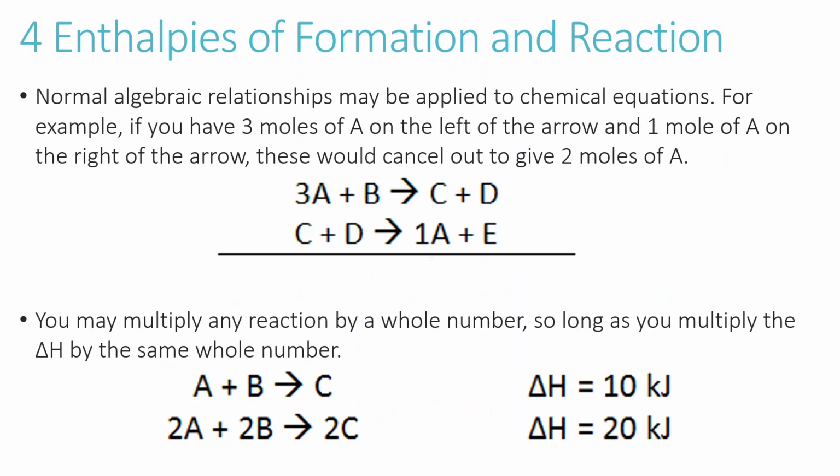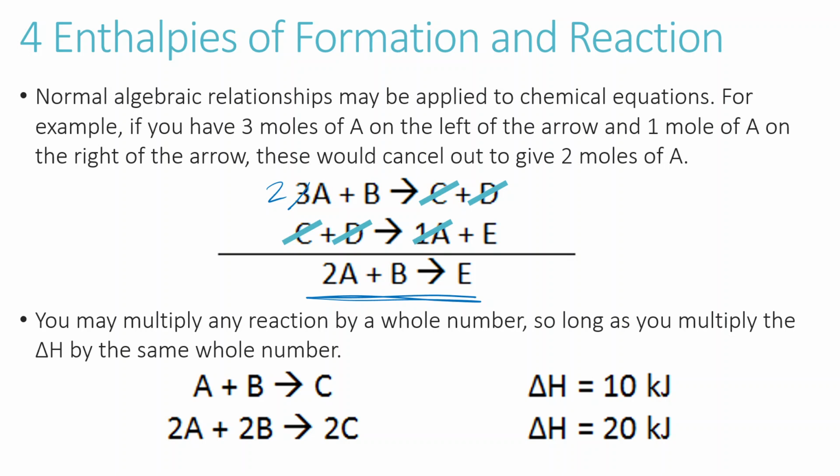Now, some other rules. Normal algebraic relationships apply whenever you are canceling things out. For example, see how we have this 3A, this C and this C, that's going to cancel. D cancels. See how I have 3A and 1A? That 1A will cancel and I'll be left with 2A instead of 3A. So this would be my summed reaction.